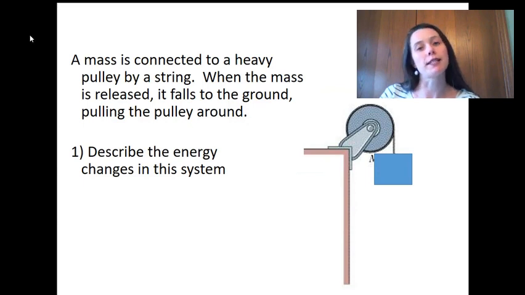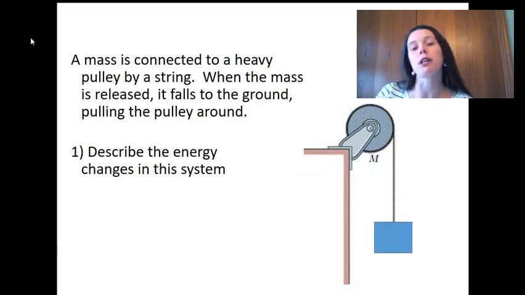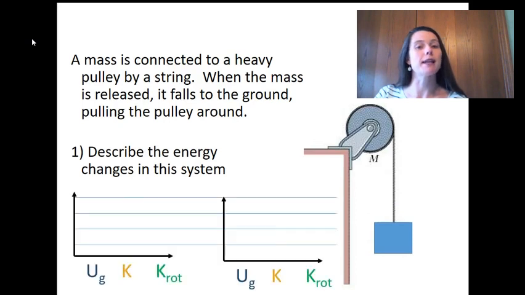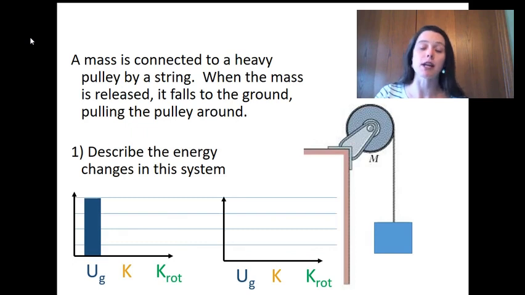Let's consider one more example with equations. Here we have a mass connected to a heavy pulley by a string. If you release the mass, it will fall, pulling the pulley along with it. Think about the energy changes in this system. At the beginning, when the mass is at the top, it has gravitational potential energy. By the time it reaches the bottom, the mass is moving, meaning it has kinetic energy, and the pulley is rotating, meaning it has rotational kinetic energy.